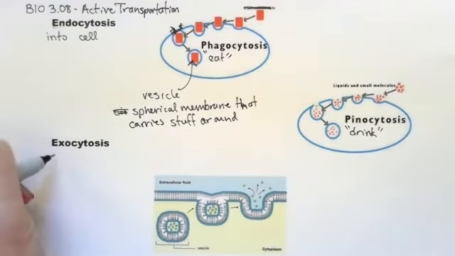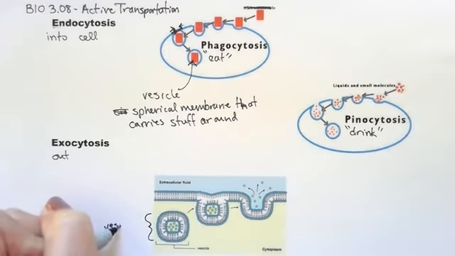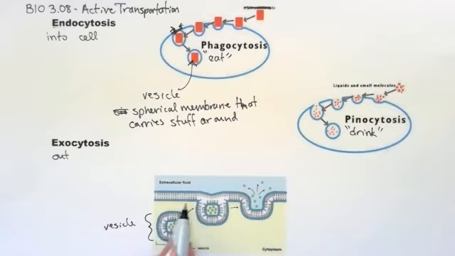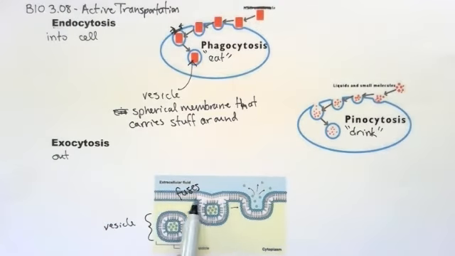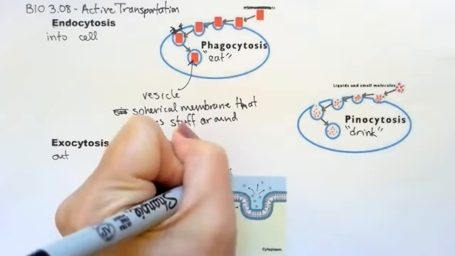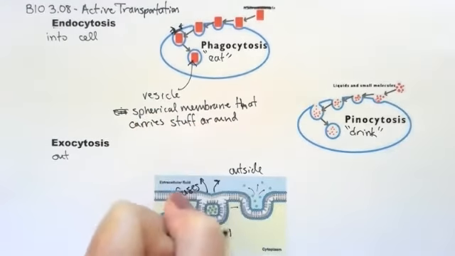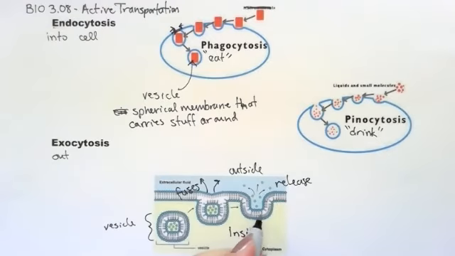What if we want to send something out of the cell, exocytosis? We start with a vesicle. So here I have a vesicle, and maybe it came off at the end of one of my organelles, and it's got something I want to send out of the cell. What happens is this vesicle comes up and it fuses with the cell membrane. And then slowly this begins to open, until it's completely open to the outside. This is outside the cell, and this is inside the cell. And we release whatever it was we were trying to release. And now my vesicle becomes part of the cell membrane.